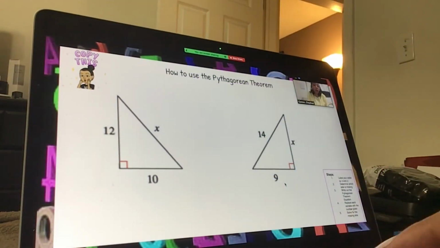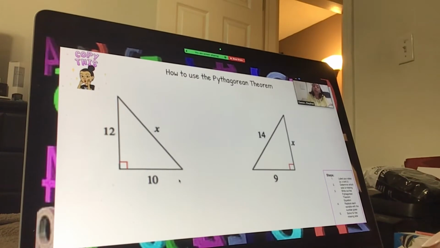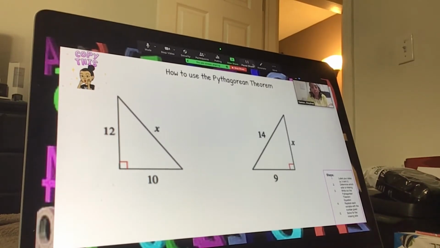Okay, so I'm going to now show you how to use the Pythagorean theorem to solve for a missing side of a triangle. It's a great time to write this down as I'm doing it.